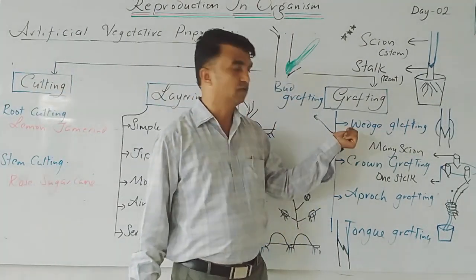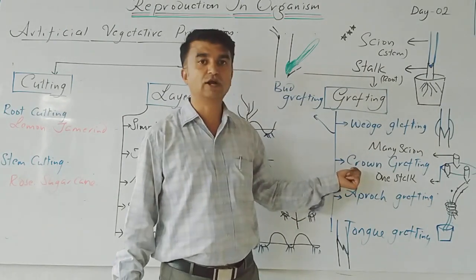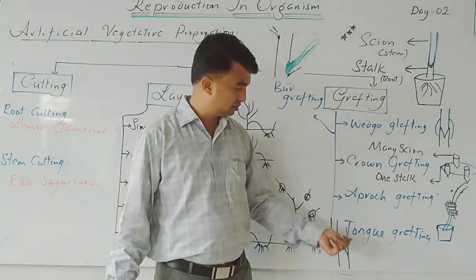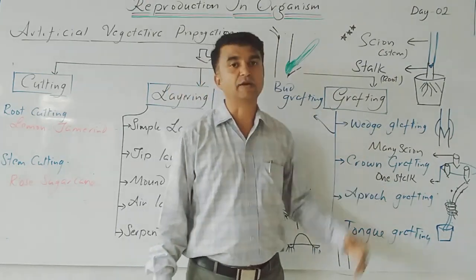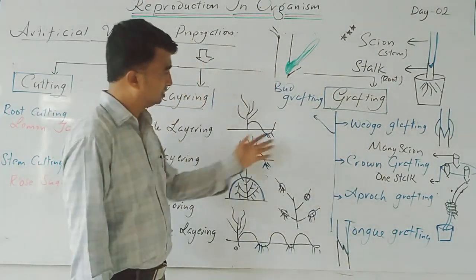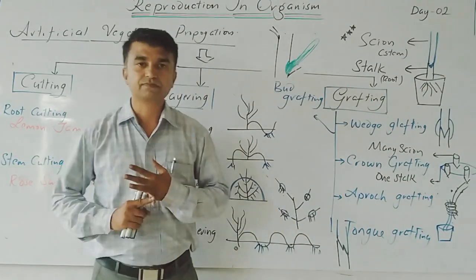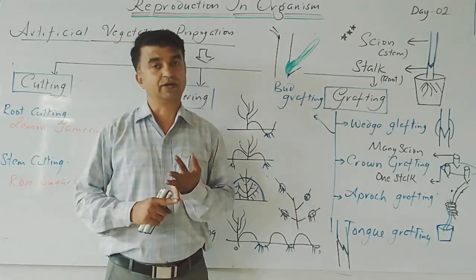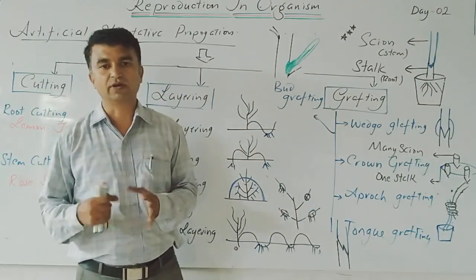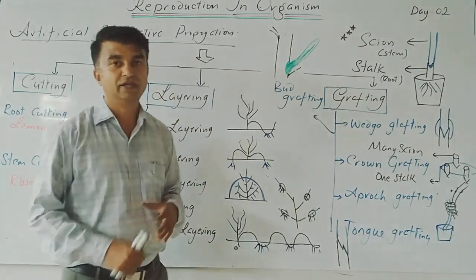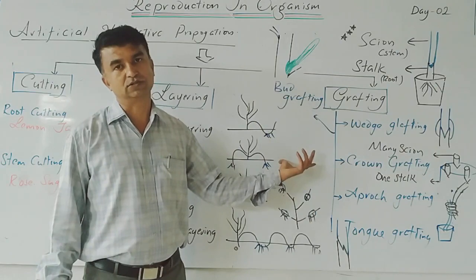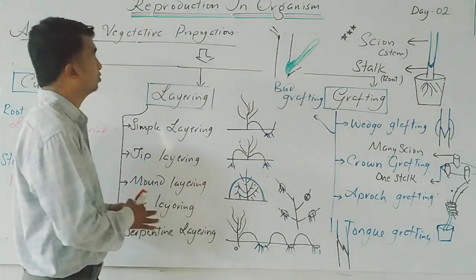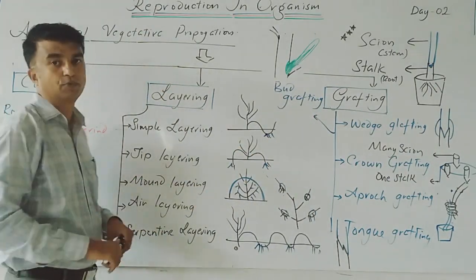In grafting, wedge grafting, crown grafting, approach grafting, tongue grafting and bud grafting, these are the types of grafting. So actually these techniques are used in raspberry, strawberry, or even lemon plant, guava plant, mango, sapota plant. These technologies are developed for them. So this is about artificial vegetative propagation.